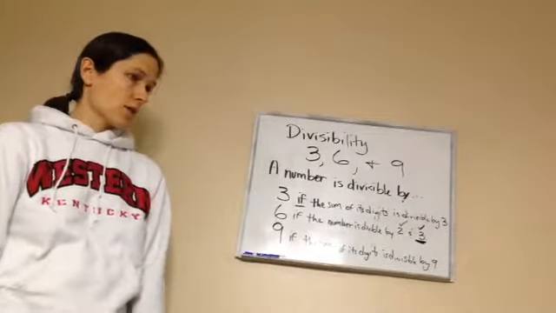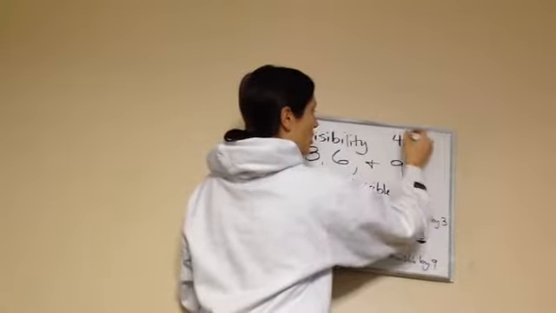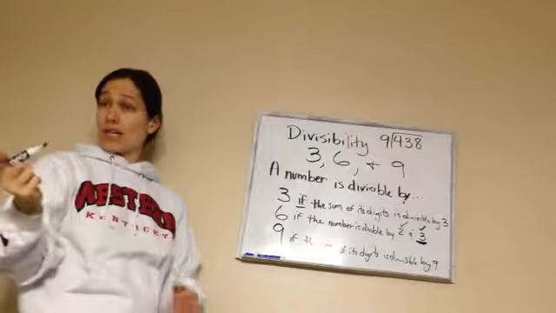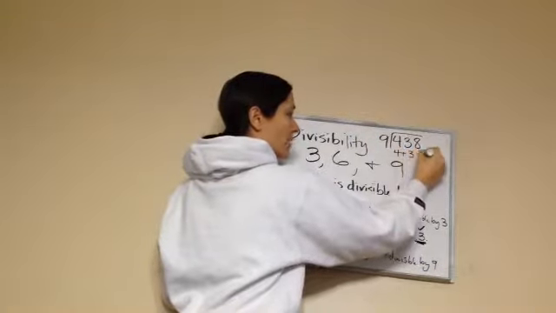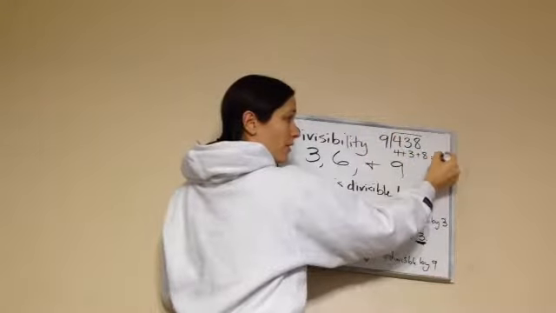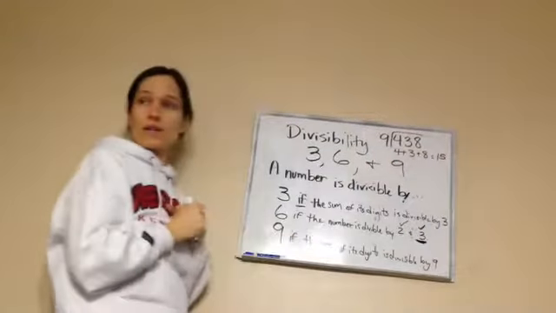Okay? So let's take that number. I'm going to write it up here, 438. Will that be divided by 9? Is that divisible by 9? Well, no. What can you do? You have to add up these digits. 4 plus 3 plus 8 equals what? You told me a while ago. 15. Does 9 go into 15?